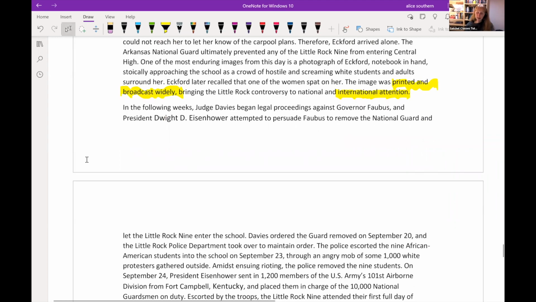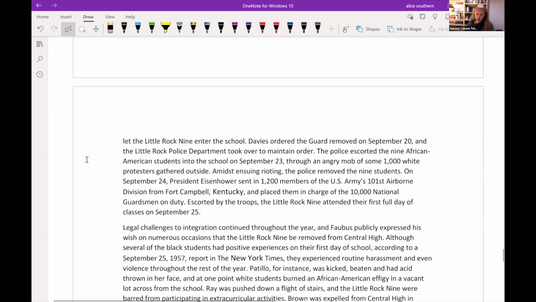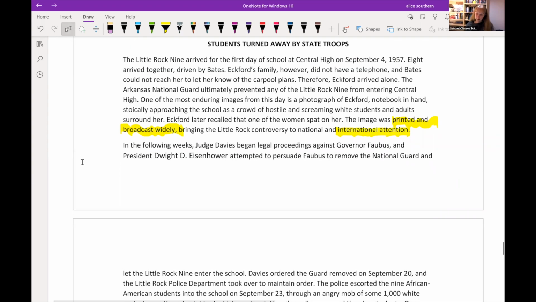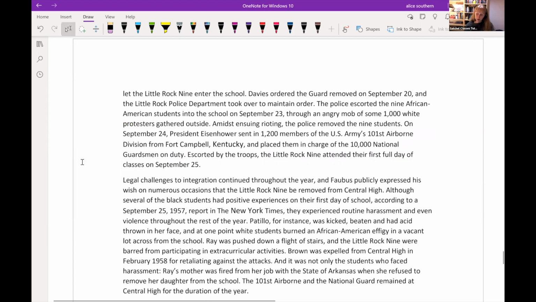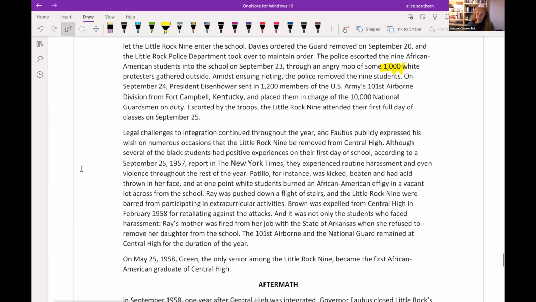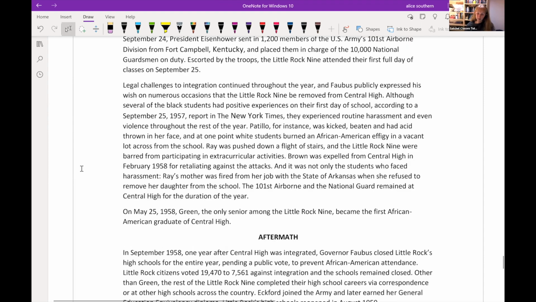So they do have legal proceedings against this governor for bringing in the National Guard, and they do tell him to remove them and let them enter the school. So the police department takes over to maintain order, and they escort them into the school on the 29th of September. And there is an angry mob of 1,000 white protesters gathered outside. So people are still protesting this, even though it is perfectly legal. So President Eisenhower sends 1,200 members of the army there to make sure that this doesn't escalate, and they start to attend their full first day of classes on the 25th of September.